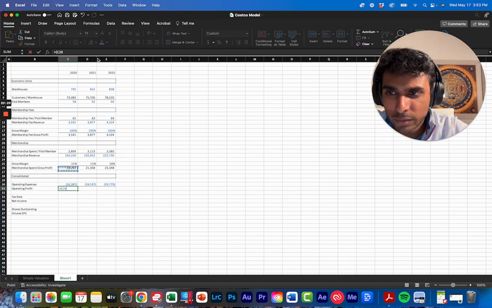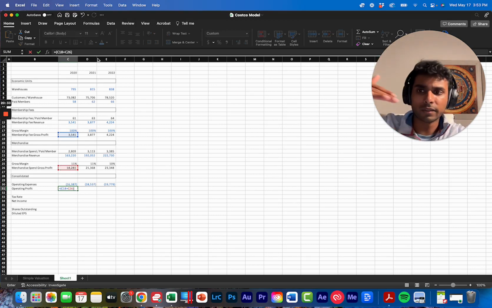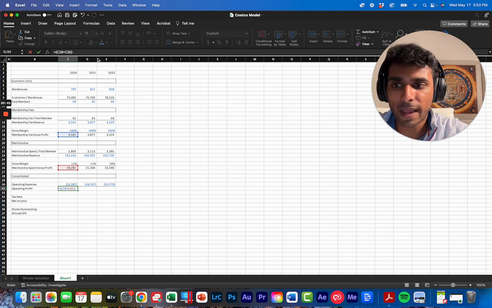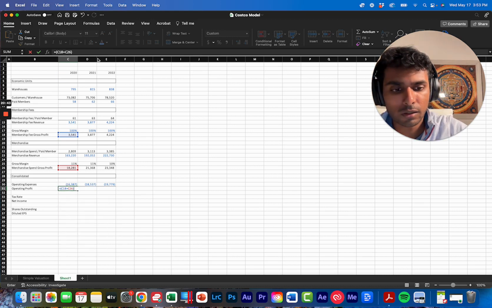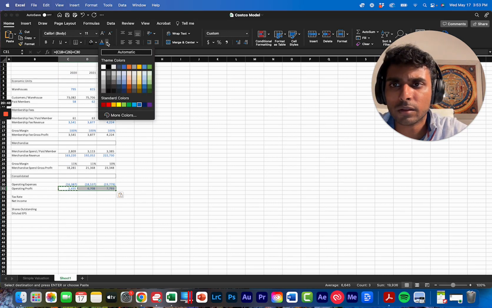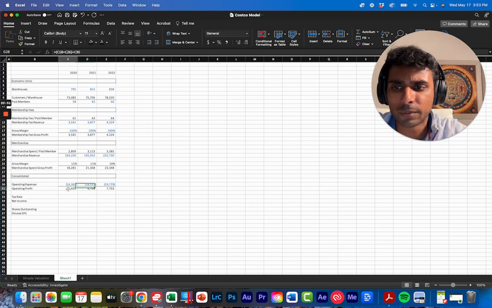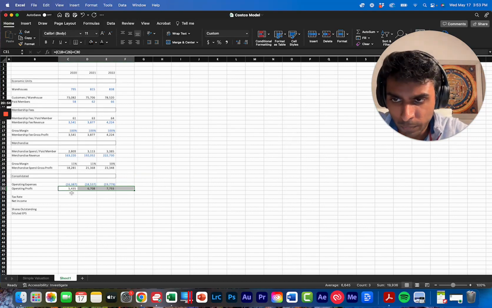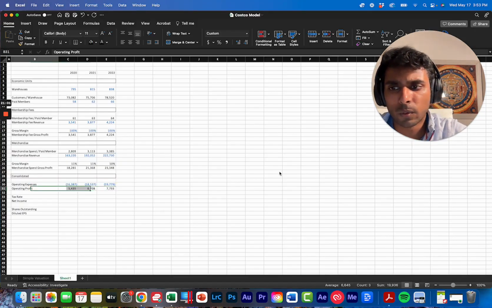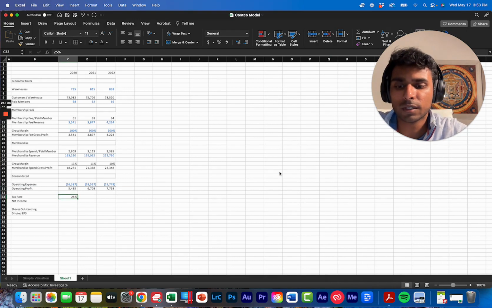Okay, so now we have to do this plus this, because there's two segments where gross profit is coming from. So we want to add both of those. And this is another thing when we're typing stuff into Excel, making sure that we typed everything correctly. So compare this: 5,435, 6,708, 7,793. Cool, so I didn't make any typing mistakes.